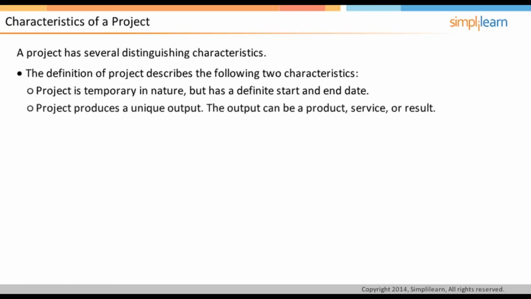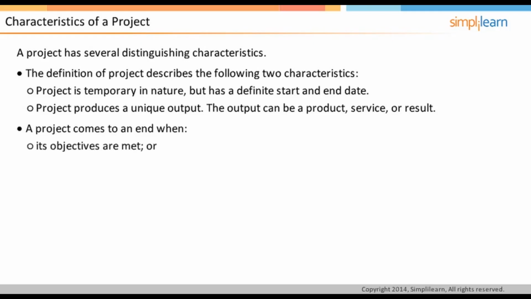Secondly, the project is supposed to produce a unique output. The output could be a product, service, or result. There can be many common activities between two projects, but the outcome of each project should be unique in some way or the other. Now, let us look at what marks the end of a project.